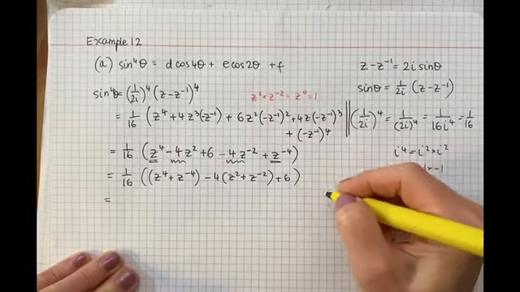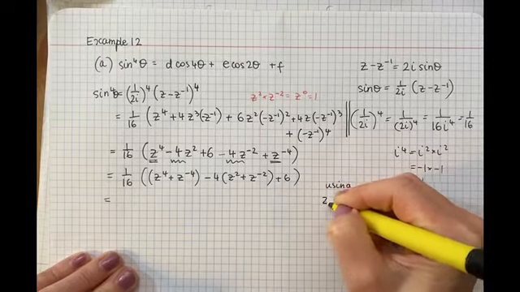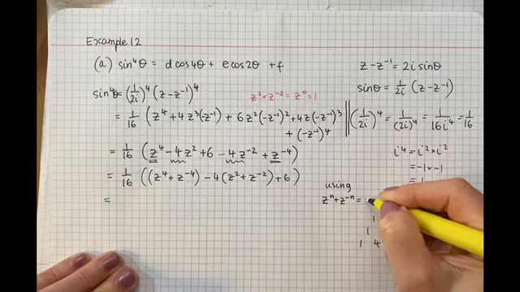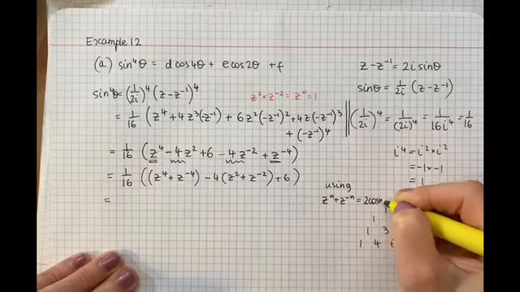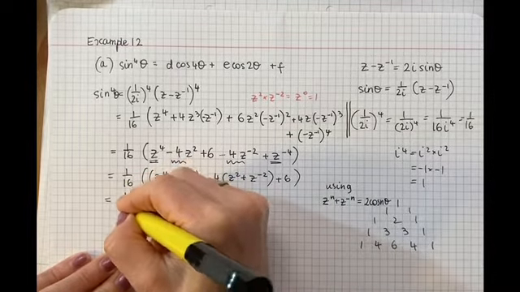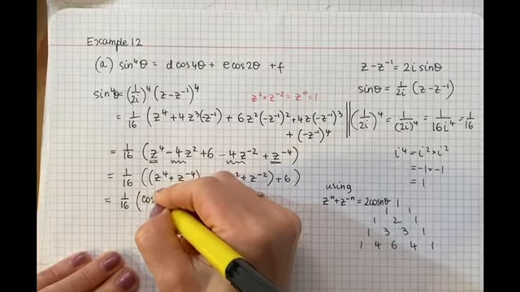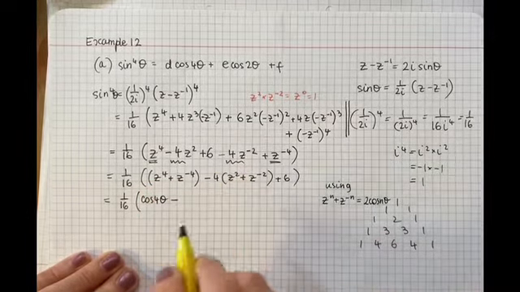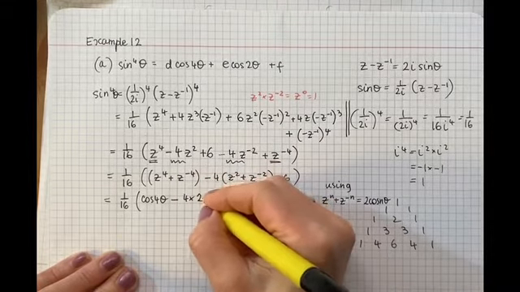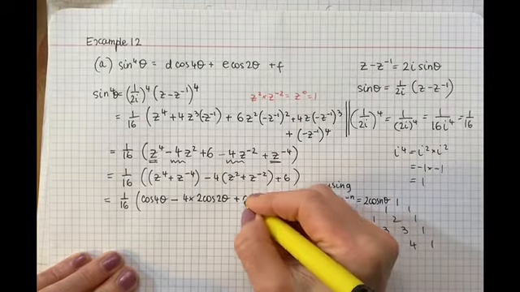Remember, here we're going to use the identity z to the power of n plus z to the power of minus n equals 2 cos n theta. We are going to obtain 1 over 16. The first one is cos 4 theta minus 4, very carefully, don't forget to put the 2 times cos 2 theta, and then plus 6.